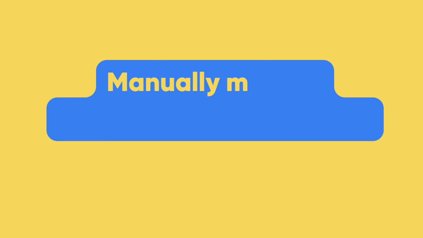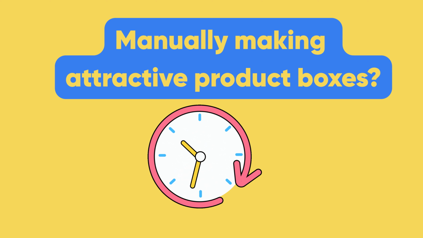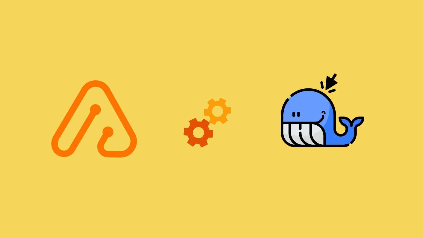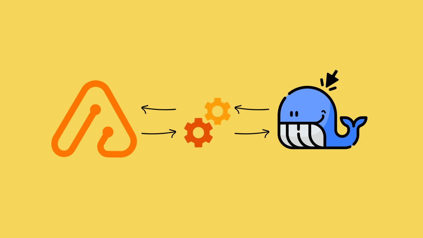If you're promoting products on your website, creating attractive product boxes manually can take a lot of time. That's why we introduced smart displays and our new integration with AMZ Connect. In this video, we'll show you how to automatically import Amazon product information directly into your smart displays in just a few clicks. Let's get started.